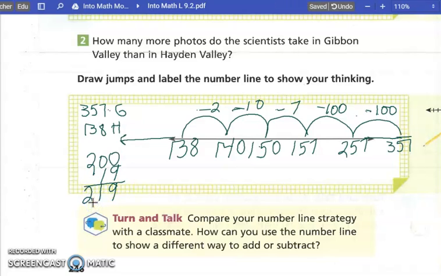Now, how can we check and see if that's right? We could add. What would we add? 219. We have to write that. And we would have to add our 138. What number are we hoping for when we add? So if we add 219 and 138, we're going to get to 357.